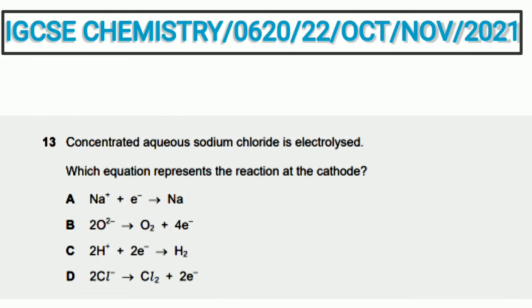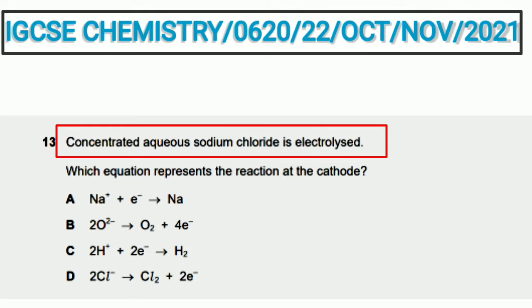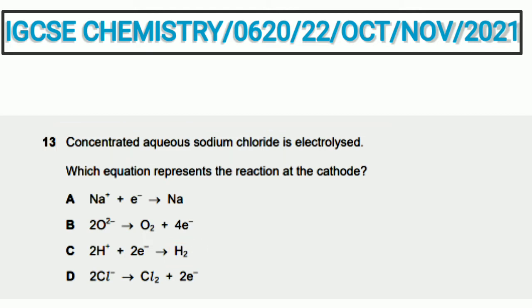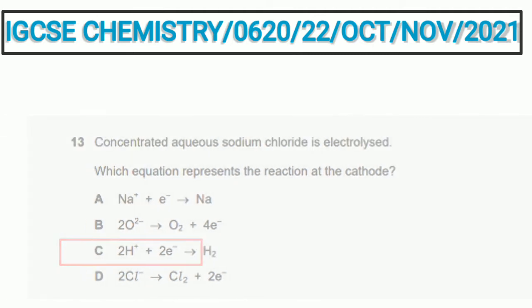Let's do question 13. Concentrated aqueous sodium chloride is electrolysed. Which equation represents the reaction at the cathode? Since a concentrated aqueous solution is being electrolysed, hydrogen gas will be formed at the cathode. So the correct equation to represent the reaction at the cathode is option C, which shows formation of hydrogen gas.